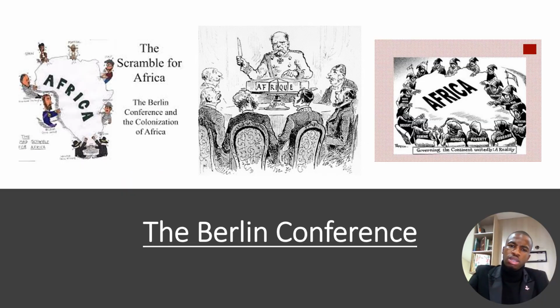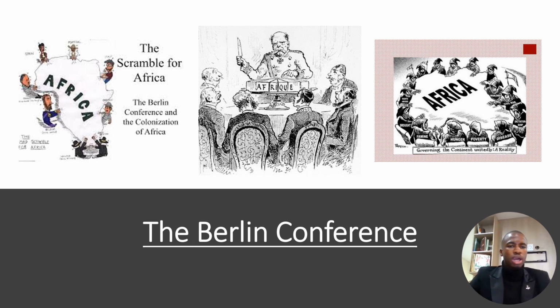Now, in this sense, this particular slide here looks at the Berlin Conference. As you can see, there are men sitting around a table, if you look at the middle image. And there is Africa written in French, Afrique, as I'll pronounce it. And as you can see, there is a man there who is sort of distributing the cake that is written Africa. In this sense, we can analyze this source and assume that that person there represents Bismarck, the leader of Germany, because he was the one who called upon the Berlin Conference.